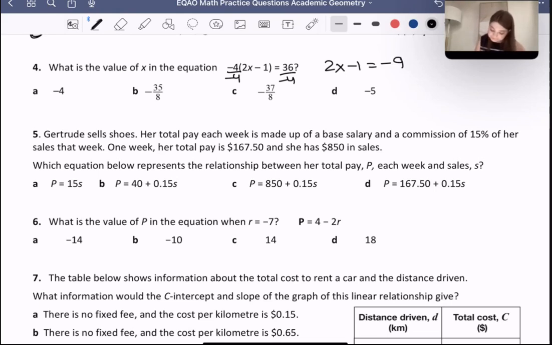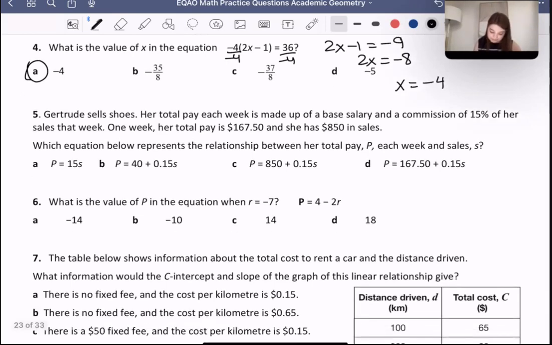Okay? Then we're going to add 1 to both sides. So it'll be 2x is equal to -8. And therefore, x is equal to -4. So therefore, our answer is going to be -4. And there we have it. Awesome.